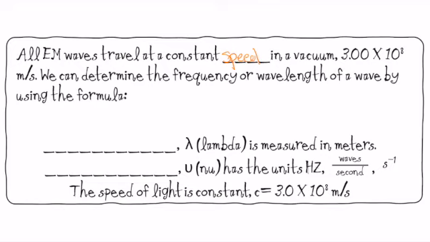We can determine the frequency or wavelength of a wave by using the formula c equals lambda nu. The wavelength, lambda, is measured in meters. The frequency, nu, has the units hertz, or waves per second. And the speed of light is a constant, c equals 3.0 times 10 to the 8th meters per second.